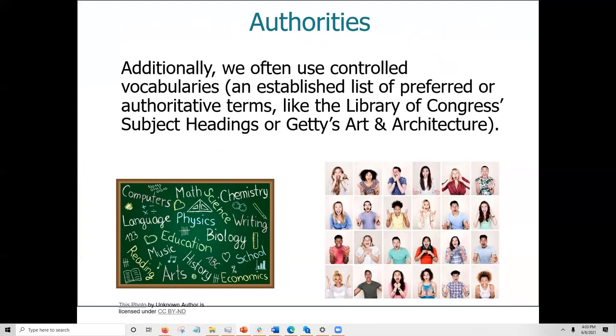Of course, we often use controlled vocabularies, a controlled vocabulary being an established list of preferred or authoritative terms. So it means subject terms that are on a list that has been defined by somebody. I can make my own controlled vocabulary, and I have made my own controlled vocabulary when I've worked on some digital library projects. I can just say, you must pick topics off this list. That's fine. That's still a controlled vocabulary.